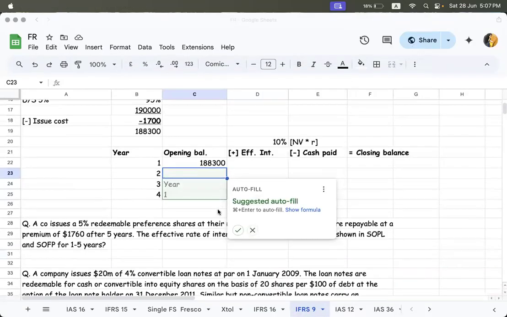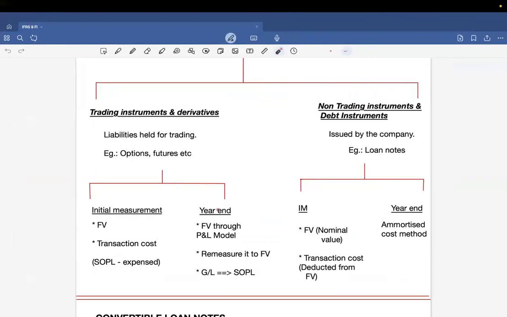Yes, I can. So I've told you it is a non-trading instrument since they have decided to hold it till 4 years, paying the money. The initial measurement we have already done. We have taken the fair value, deducted the transaction cost from it, and also adjusted the discount as well. That is the extra thing that comes.